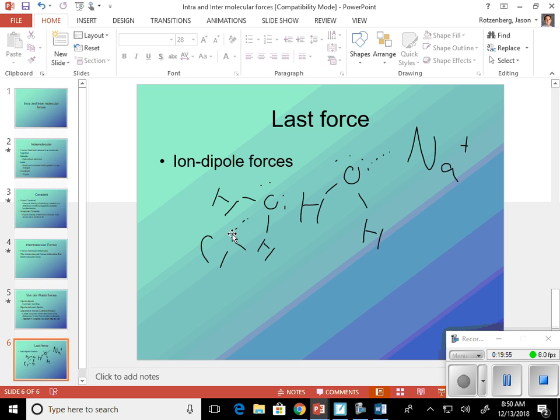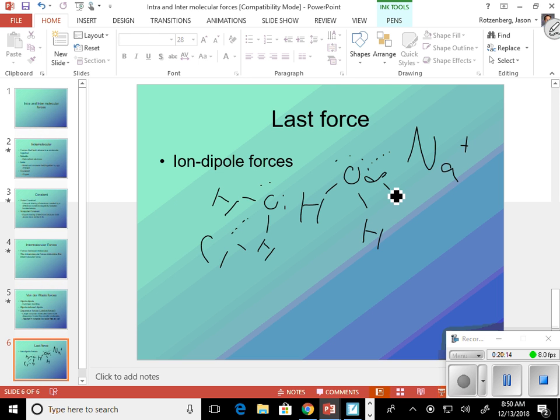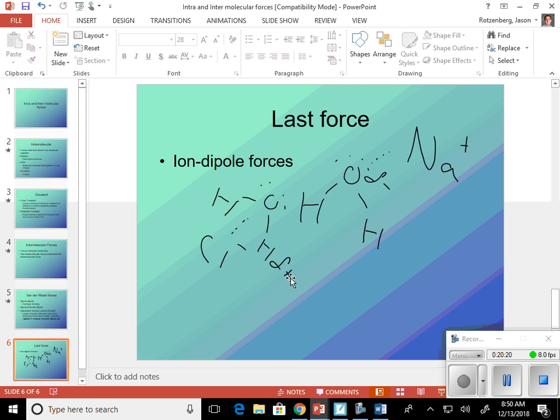It doesn't technically fall under the van der Waals force category because it's not two molecules. It's a molecule of water and then a particle, an ion, is something else. But we do consider it an intermolecular force between things. It's a pretty strong attraction, though, when you have a partial negative of water attracted to a full positive of sodium, a partial positive of hydrogen attracted to the full negative chloride.